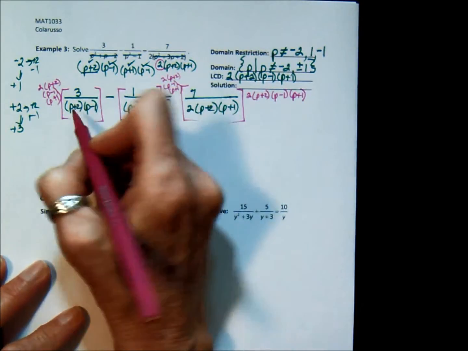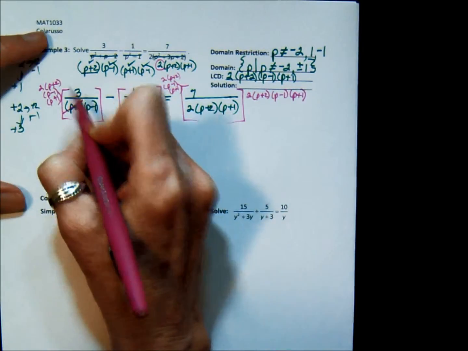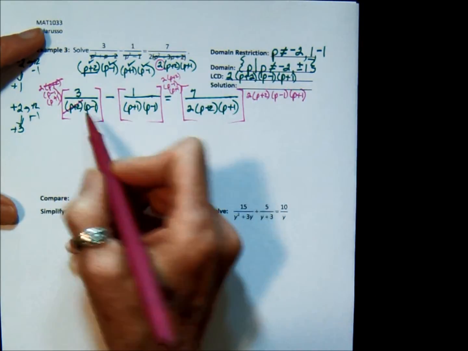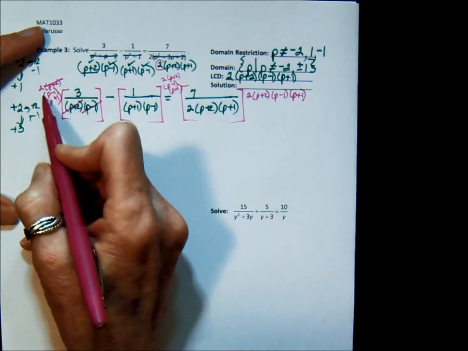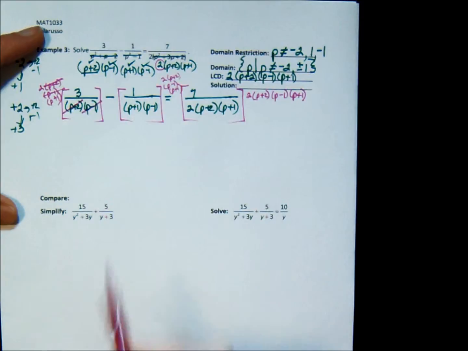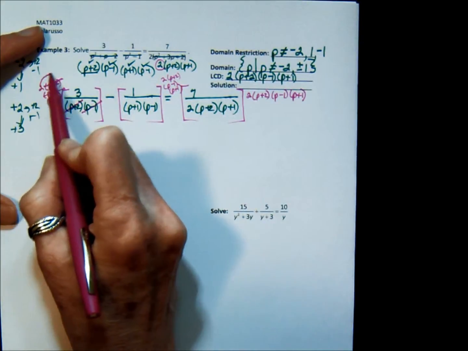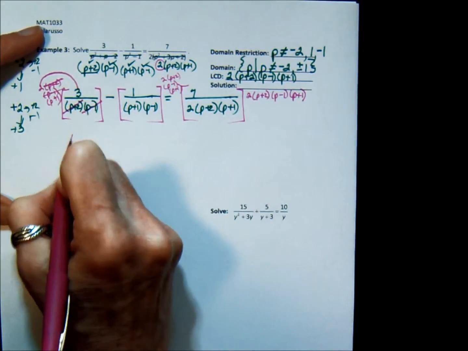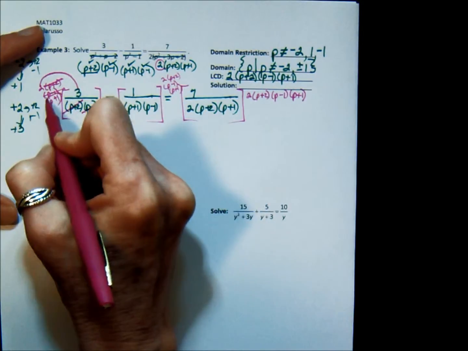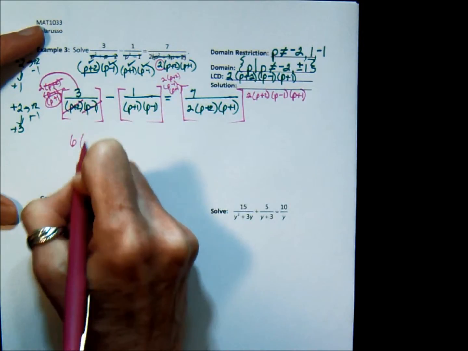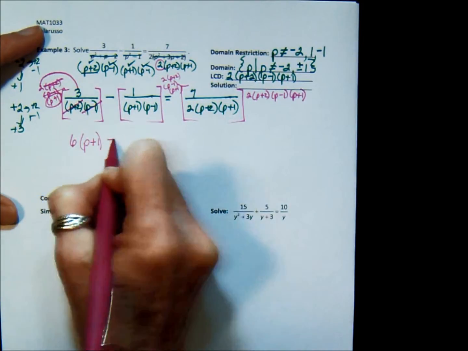So here, p plus 2 cross cancels p plus 2. p minus 1 cross cancels p minus 1. So look carefully. What's left is a 2 times 3, and that's going to be times p plus 1.